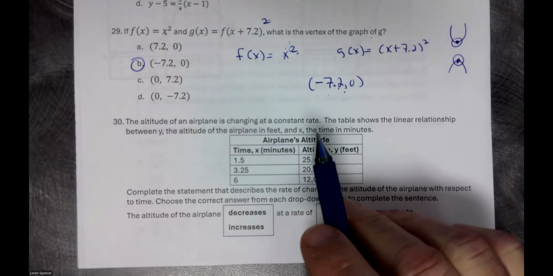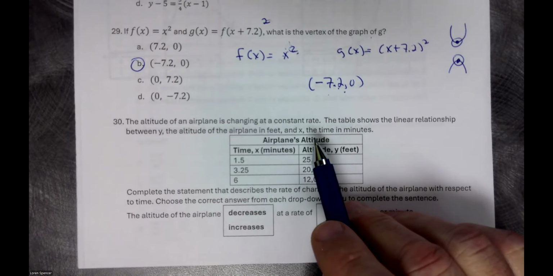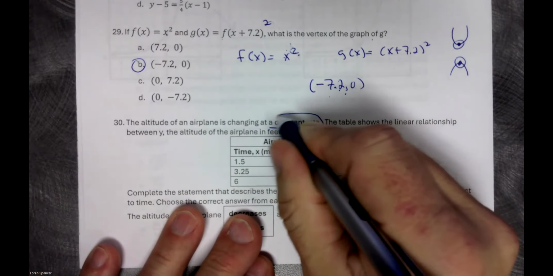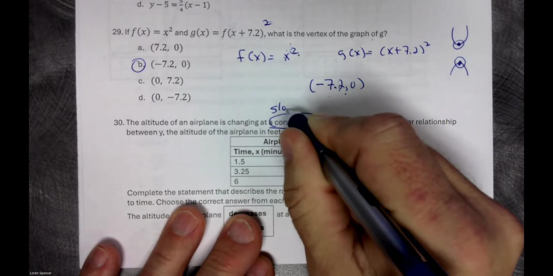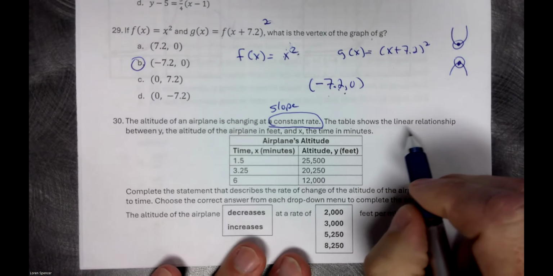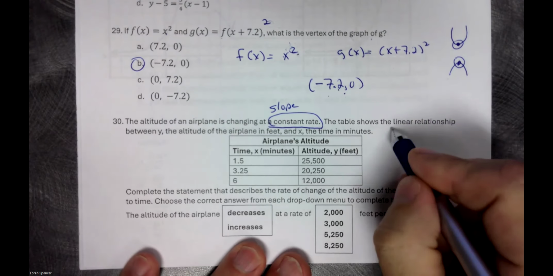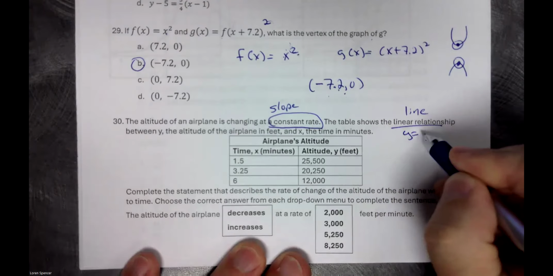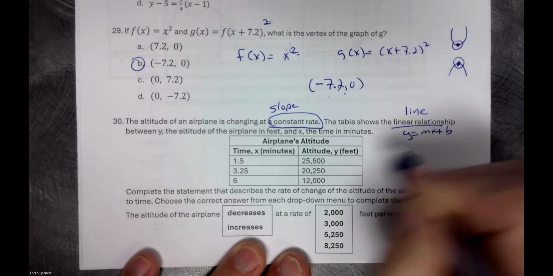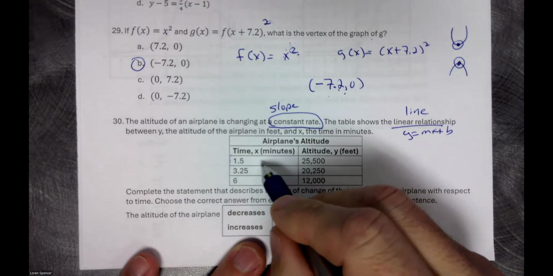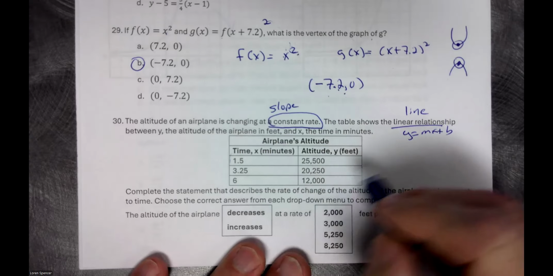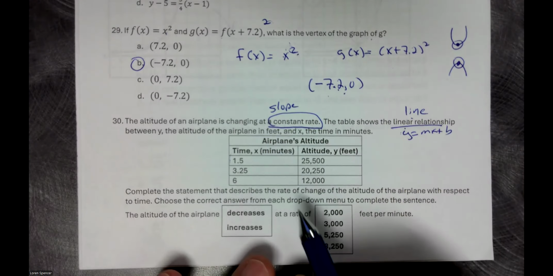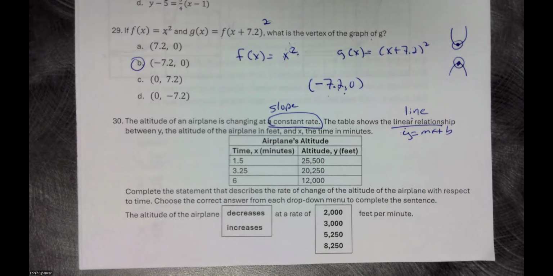Number 30. The altitude of an airplane is changing at a constant rate. When they talk about that, they're talking about our slope. The table shows the linear relationship. Oh, so we have a line. So we're going to want something written in y equals mx plus b. And they gave me a table, and every time they give me a table, I'm going to plug it into Desmos. They're telling me I need a line, so let's see if we can answer this question.